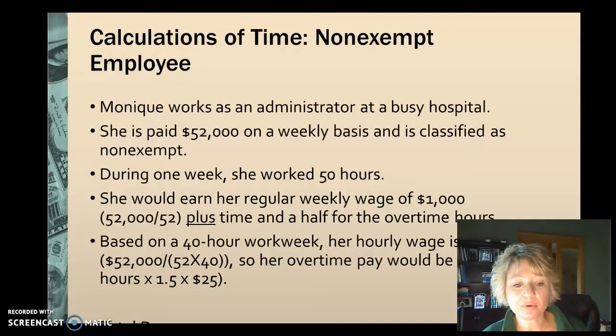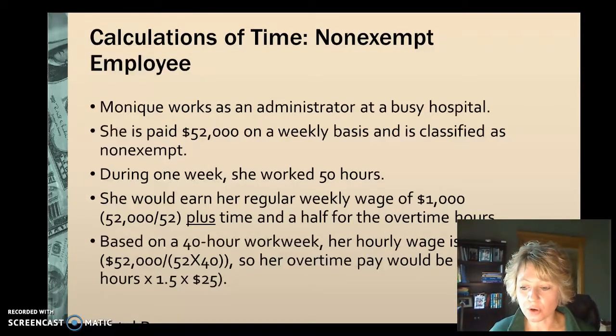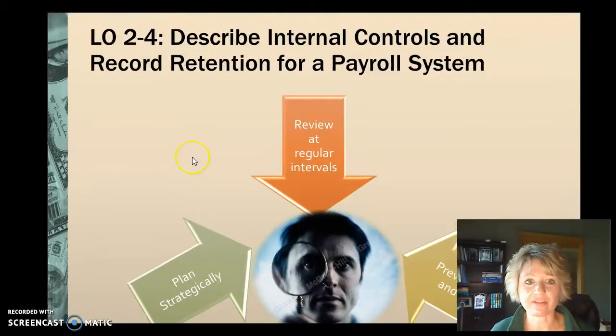For non-exempt employees, an example here is that during 1 week she worked 50 hours. She would earn her regular weekly wage of $1,000, which is $52,000 divided by 52 weeks, plus time and a half for the overtime hours. Based on a 40-hour work week, her hourly wage is $25. So $52,000 divided by 52 weeks divided by 40 hours, her overtime pay would be $375. So $1,000 of her regular wage plus the $375 for her overtime, her total wage would be $1,375.